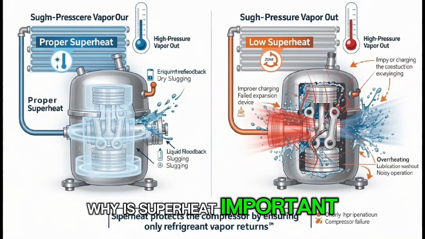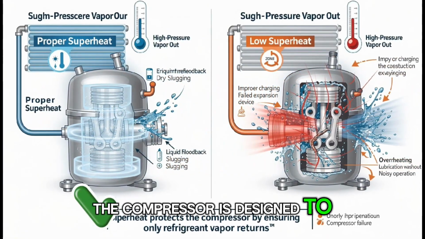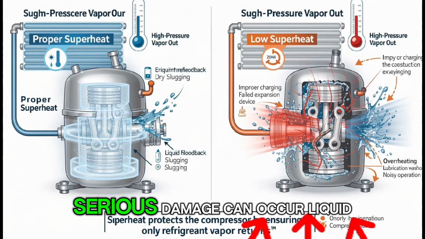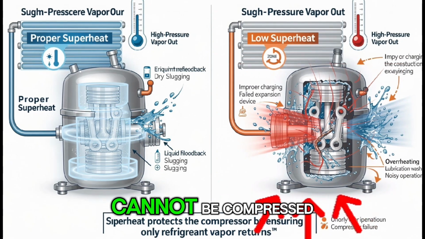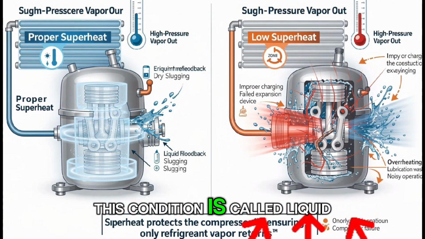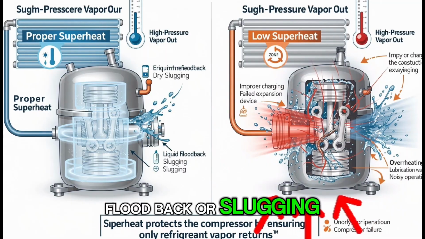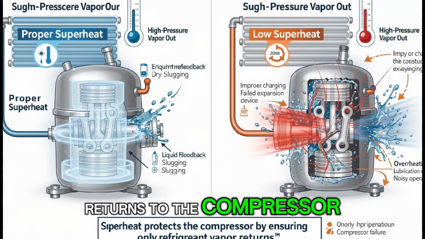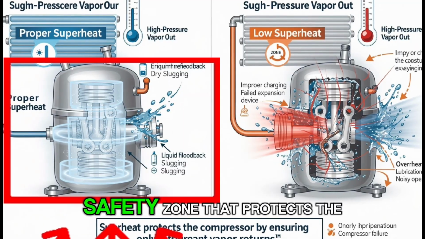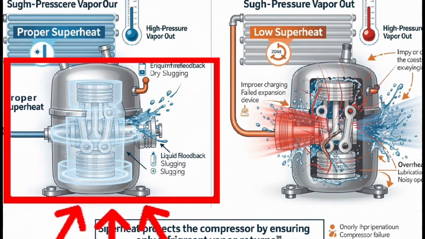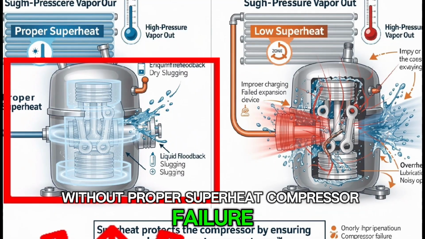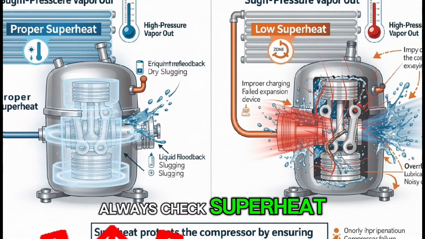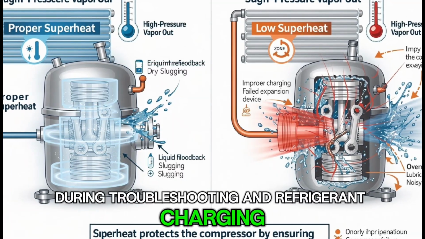Why is superheat important? The compressor is designed to compress vapor only. If liquid refrigerant enters the compressor, serious damage can occur. Liquid cannot be compressed. This condition is called liquid floodback or slugging. Superheat ensures that only vapor refrigerant returns to the compressor. Think of superheat as a safety zone that protects the compressor. Without proper superheat, compressor failure can happen. That is why HVAC technicians always check superheat during troubleshooting and refrigerant charging.